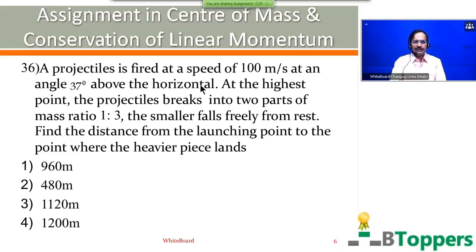A projectile is fired at a speed of 100 meters per second, at an angle of 37 degrees above the horizontal. At the highest point, the projectile breaks into two parts of mass ratio 1:3. The smaller mass falls freely from rest. Find the distance from the launching point to the point where the heavier piece lands.